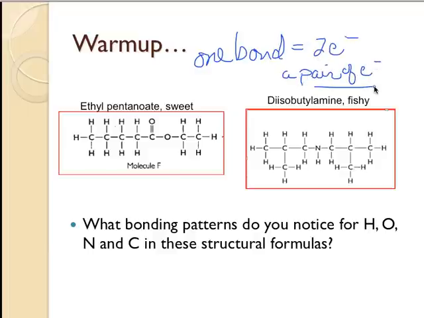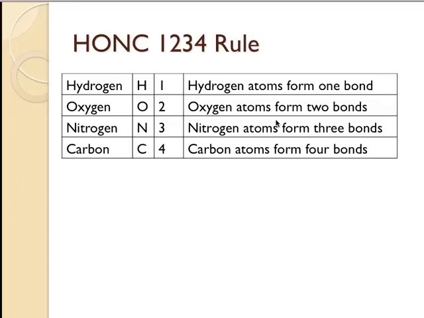And remember, electrons like to travel in pairs because of that orbital. There are 2 electrons to an orbital. This all relates back to that. Okay, so you can remember the HONC as the 1, 2, 3, 4 rule. Hydrogen makes 1 bond, oxygen 2, nitrogen 3, and carbon 4.